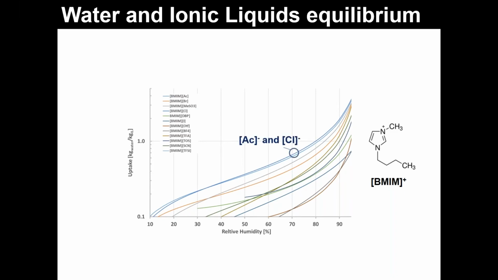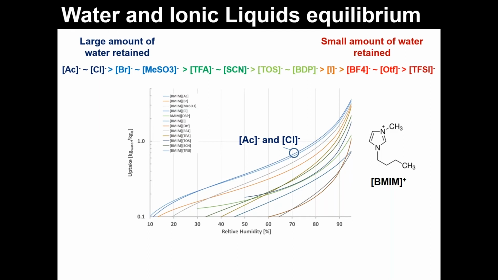So we see that when we compare all these ionic liquids on the same BMIM cation, what really makes the difference is the type of anion, and in particular the acetate anion and chloride anion dominate over all the other types of anion, and give the ionic liquid larger adsorption across a wide range of relative humidities.